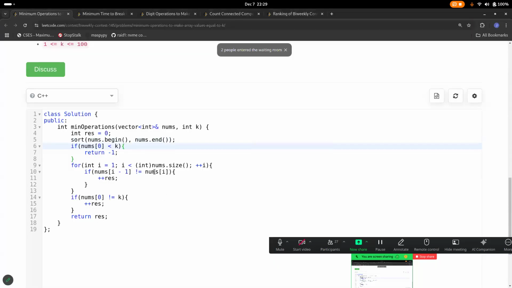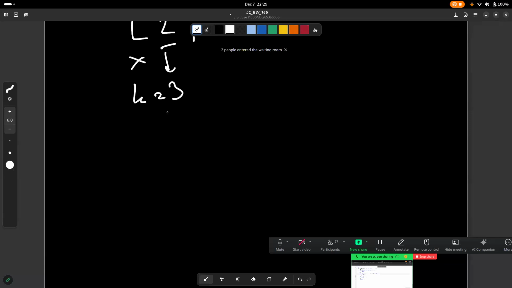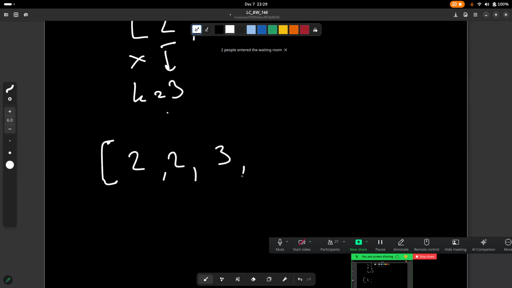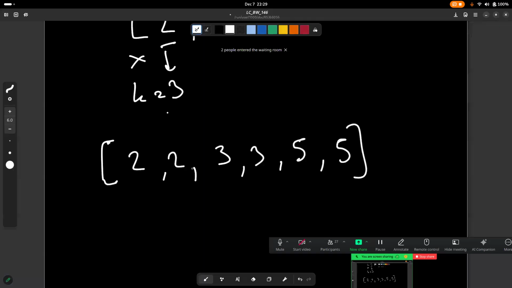There's no answer. In all other cases, we count the number of unique elements in the nums array. How are we doing it over here? We are basically checking if two adjacent elements in a sorted array are different. Consider our array like this: 2, 2, 3, 3, and 5 and 5. The condition nums of i minus 1 is not equal to nums of i will be triggered exactly at these junctions.